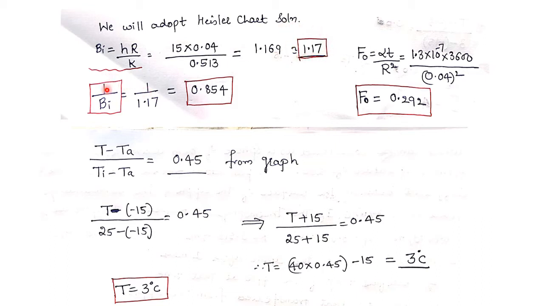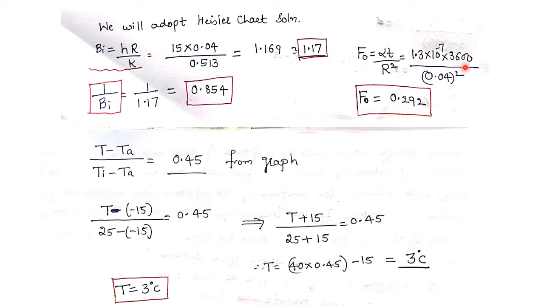In the graph I require the value of 1 divided by Biot number to read the graphs. So I will calculate 1 divided by 1.17, which will be 0.854. Similarly, I require the Fourier number also in the graph, so let me calculate this. Fourier number is given by alpha t divided by r square. Alpha is 1.3 into 10 to the power minus 7, which he has given in the data.